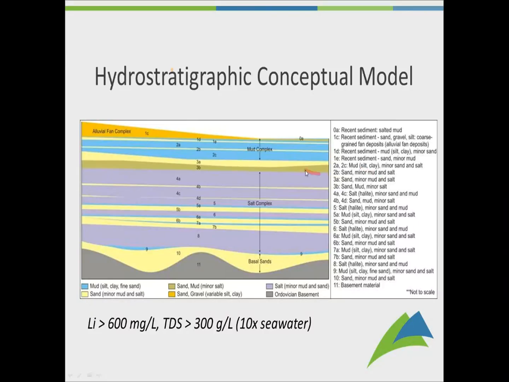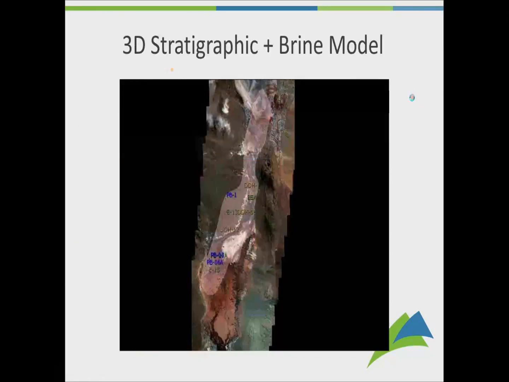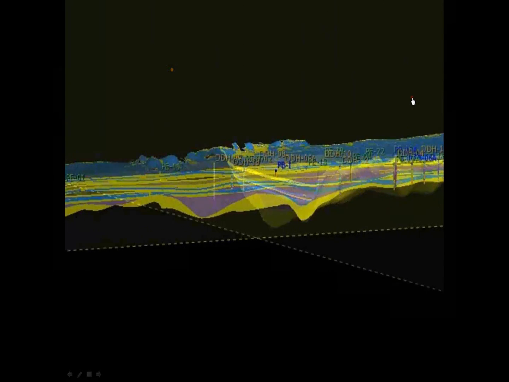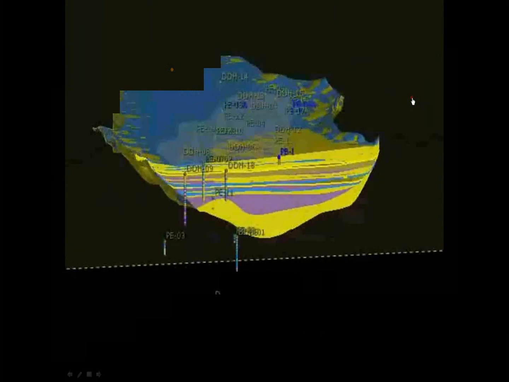Beneath these mud complexes, there are confined sediments with lithium concentrations of 500 or 600 milligrams per liter and TDS values as high as 350,000 milligrams per liter, or about 10 times that of seawater. These dense brines are the target for the proposed mine development. This represents the stratigraphic brine model, and with all the available data, based on our conceptual understanding, we came up with a three-dimensional model.